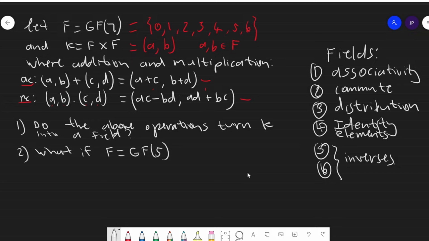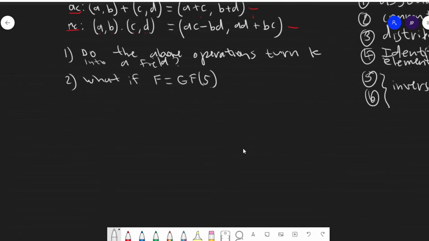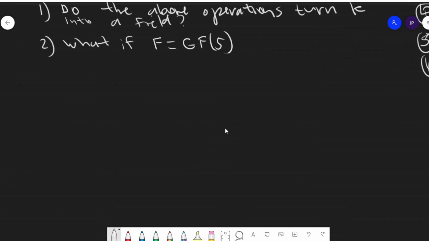They gave us then two operations, one for addition, one for multiplication, and they asked whether these operations turn K into a field. Now, to do this, I quickly recap just fields on the right, just so we know exactly what the conditions for a field are. And we have to show that these operations, addition and multiplication, are associative, that they commute, that the multiplication distributes over addition, that there are identity elements for both operations, and also inverses. So to do this, we are going to proceed as follows.